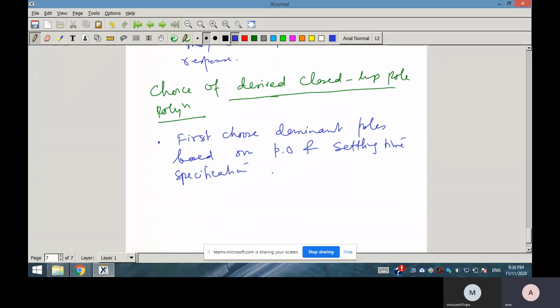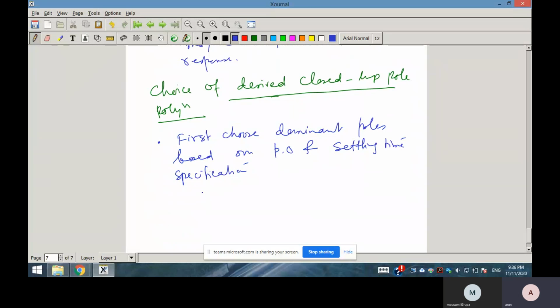Even phase margin based on phase margin specification you can choose, because phase margin is directly related to peak overshoot. Similarly, settling time or rise time is related to your gain crossover frequency. So here frequency response specification also can be met. But this time response specification can directly be met.